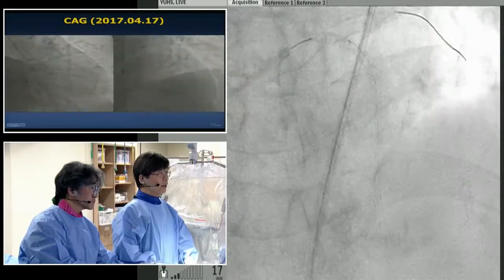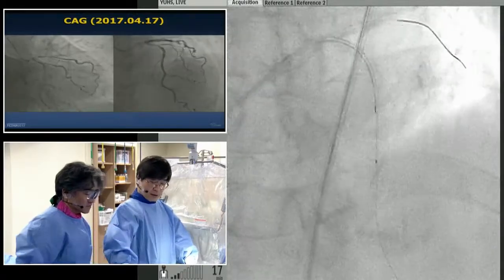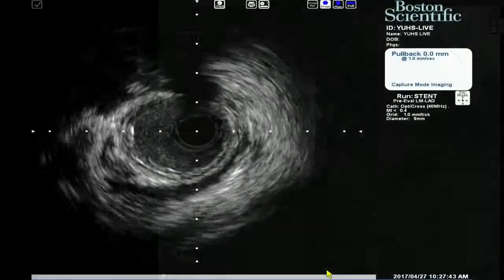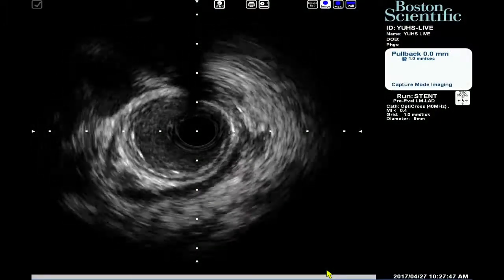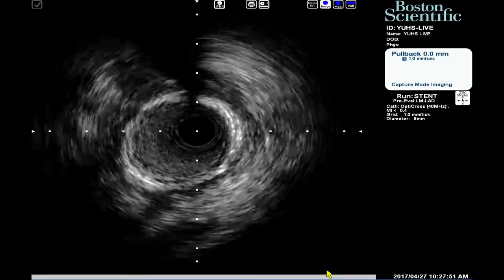And another point is, even though I cross over the circumflex during stent deployment, hemodynamically there is no change. Blood pressure is stable. There is no ECG change. Okay, go ahead, Professor Kim.